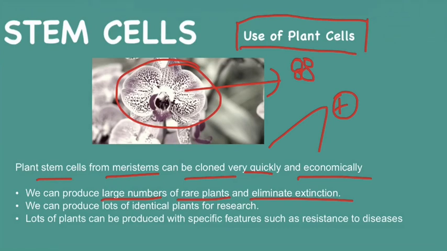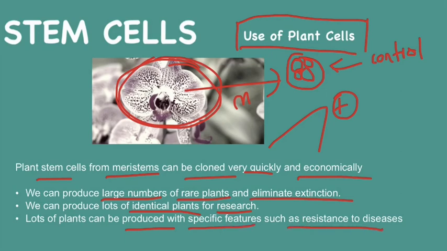We can also produce lots of identical plants for research, okay? So if we took this one flower here, we could use its genetically identical daughter cells. Remember, that's what we produce through mitosis. And because they're genetically identical, these plants can be used as a control variable in experiments. So they can be kept exactly the same. And finally, lots of plants can be produced with specific features such as resistance to disease. So if one plant decides to develop a resistance to a particular disease, bacterial infection for example, we could then use that plant's stem cells to produce lots of those plants, which is very, very useful in agriculture, for example.